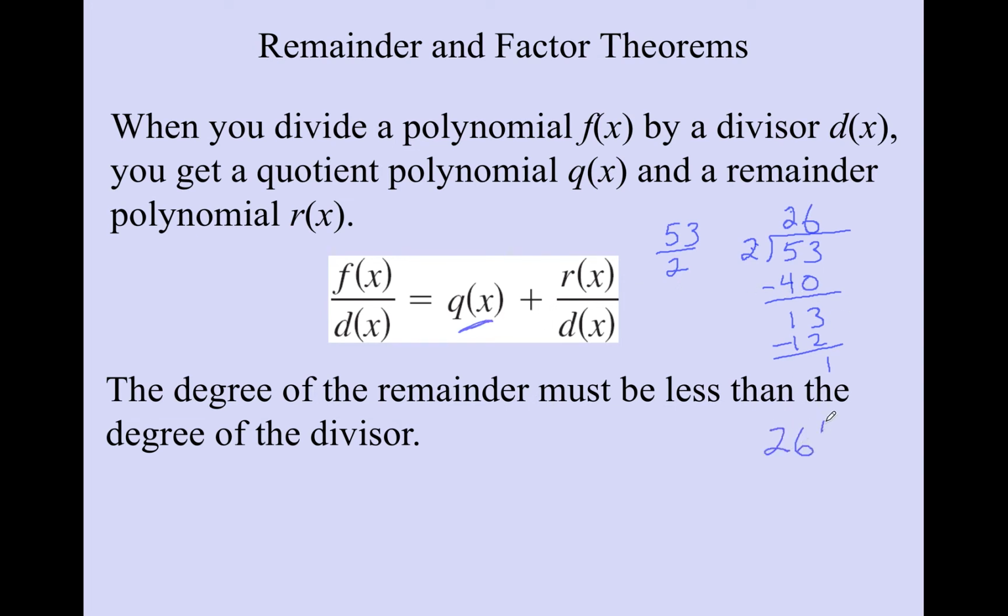26 and 1/2. This number here over top of the divisor there. Okay? The degree of the remainder has to be less than the degree of the divisor. It's like saying this number here has to be less than that number there, or you'd be able to go further. Let's try a problem.